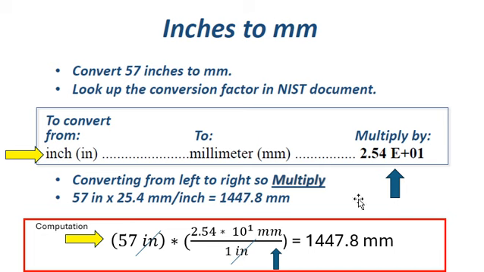This is hidden, right? It's silent, it's always there. So 1 is always there, so 1 inch. Cancel the units out, so you're going to get 57 times this, which is going to give you 1447.8 millimeters. This is 5 significant figures.